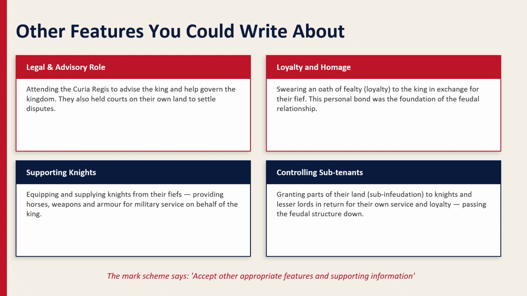You could talk about their role supporting knights. They equipped and supplied knights from their fiefs, providing horses, weapons, and armour for military service on behalf of the king. Or you can talk about them controlling their subtenants, granting parts of their lands to knights and lesser lords in return for their own service and loyalty, passing the feudal structure down. Any of these, if written about with their point and evidence, will get you full marks.